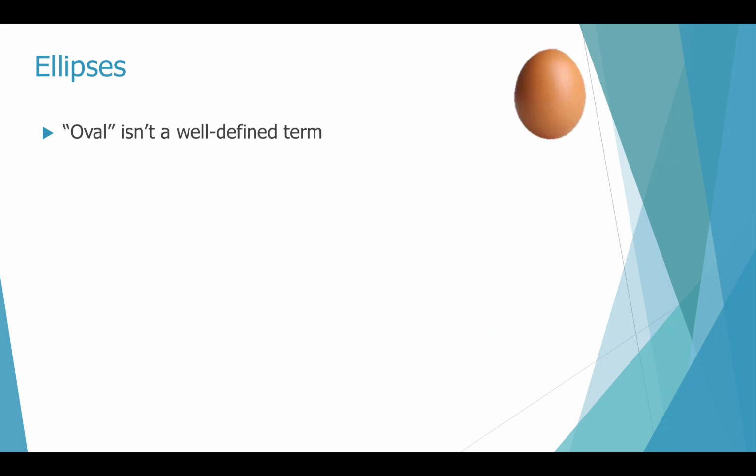Oval isn't a well-defined term, right? Egg shape, not really well-defined. So we need something that is well-defined. Oval is ellipse-like. So an ellipse is a symmetrical shape. So an egg isn't an oval.